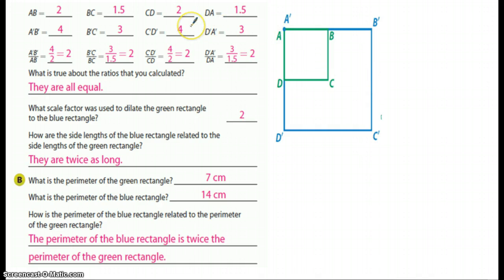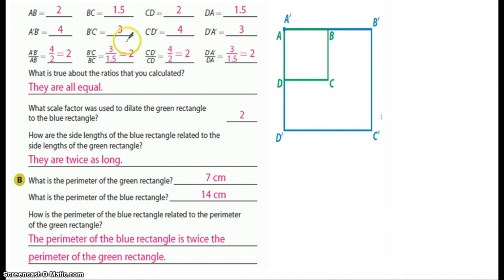And the good part about taking these measures is that we could have looked at this at face value and said, oh, that's a square. But taking the measure shows us that it's not a square, because if it were, all sides would have been the same. Then look at A prime B prime: we have a measure of 4. B prime C prime, we have a measure of 3. C prime D prime, we have a measure of 4. And D prime A prime, we have a measure of 3.